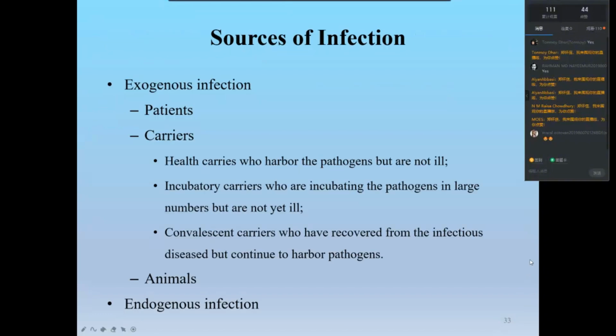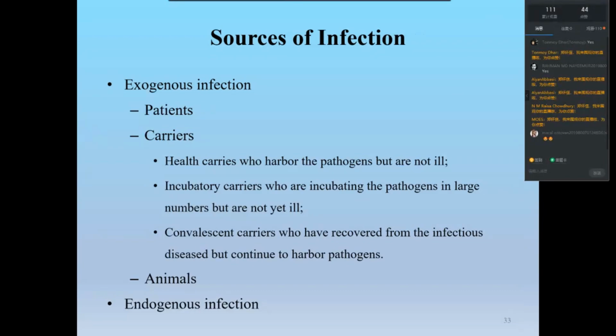Now we have a little bit of information left to talk about in this topic. That's the sources of the infection. Talking about the sources of infection, we are talking about where the pathogens come from. Is it from outside, from the environment, from another person, or is it on yourself, which causes the infection at some time point?